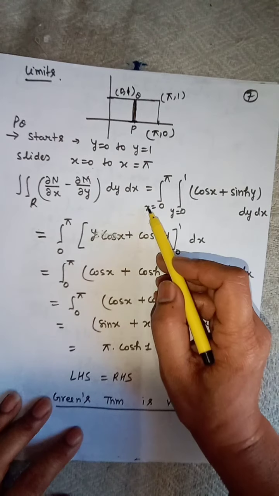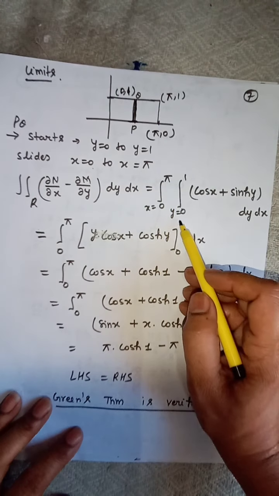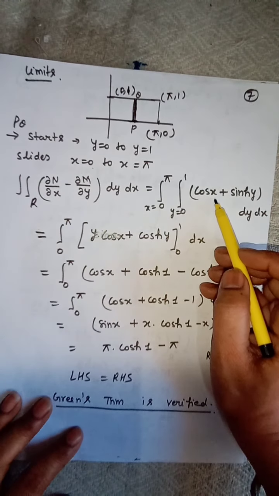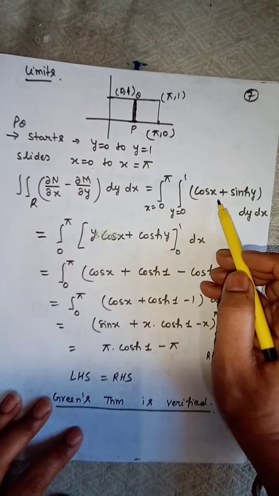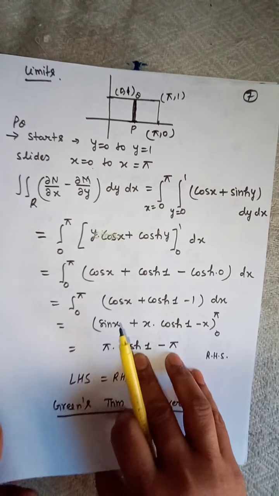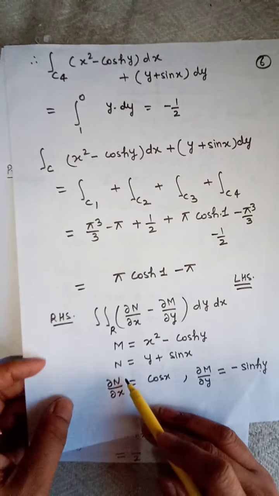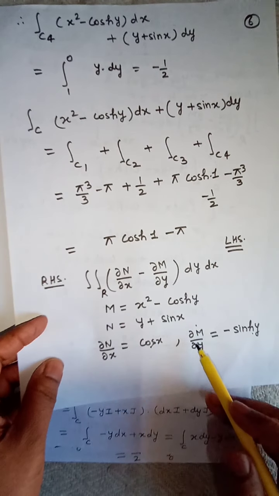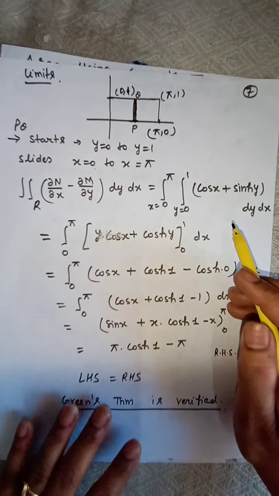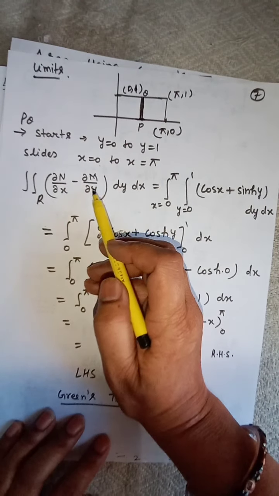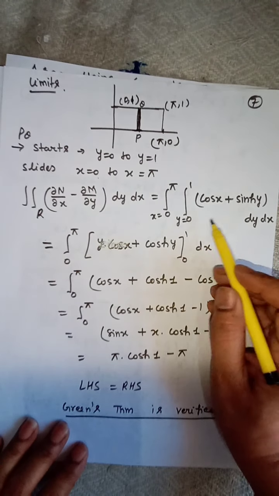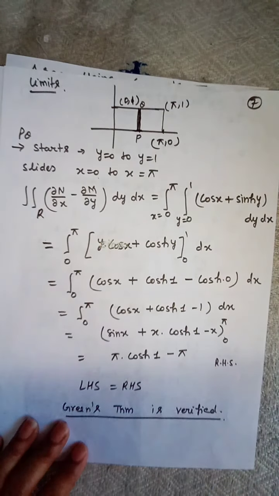Now double integral over the region R of curly n by curly x minus curly m by curly y dy dx is equal to the integral with limit of x 0 to pi, limit of y 0 to 1, of cos x, since curly n by curly x is cos x, and curly m by curly y is minus sine hyperbolic y, so minus curly m by curly y is sine hyperbolic y. So we put the values of curly n by curly x and curly m by curly y, dy dx.